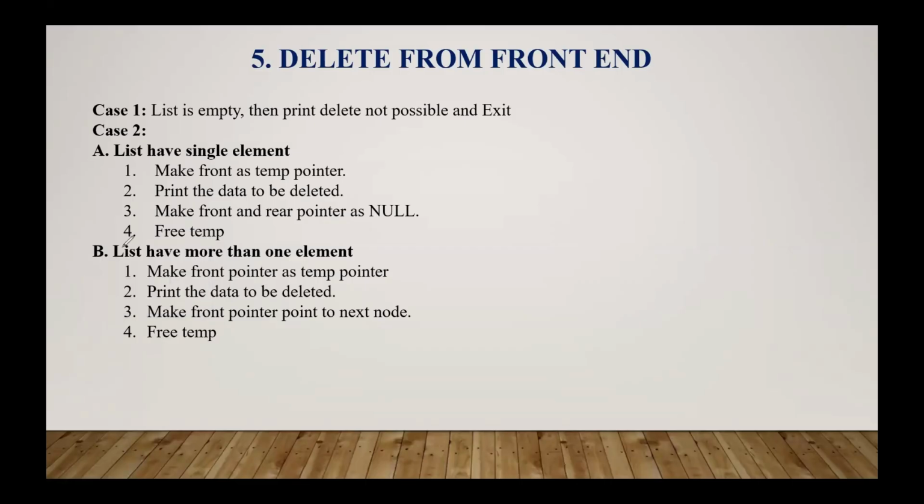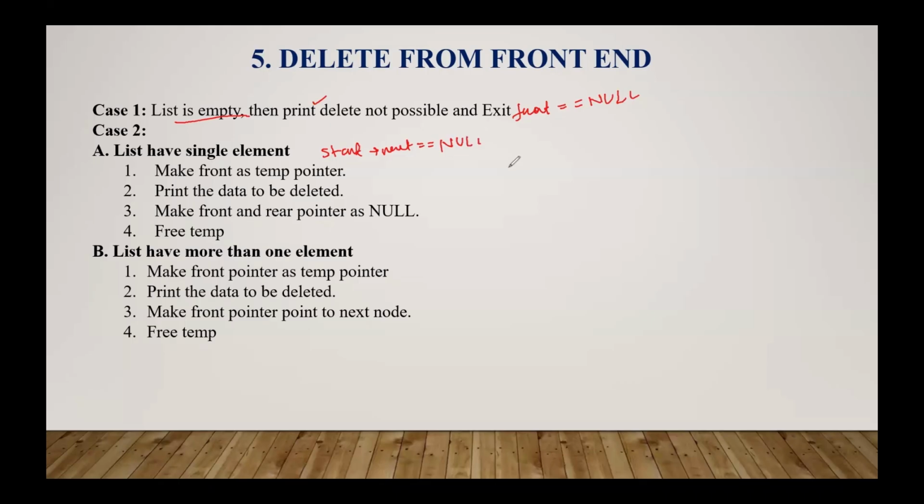If the element is present, is it a single element or not? If it is a single element, then what happens? After the deletion, we have to make the front as well as the rear pointer a null value. First we have to check whether the list is empty or not. How to check? If front equals null, it means our list is empty, meaning the queue does not have any element. If the list has a single element, how to check?